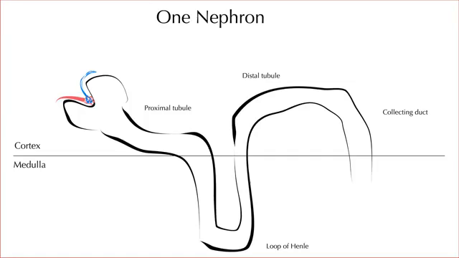And then finally, after the distal tubule, you've got the collecting ducts, which eventually all form together to form pyramids, which together form the ureter, or the beginning of the ureter at least.